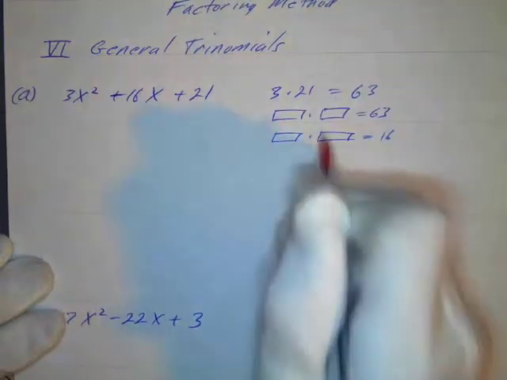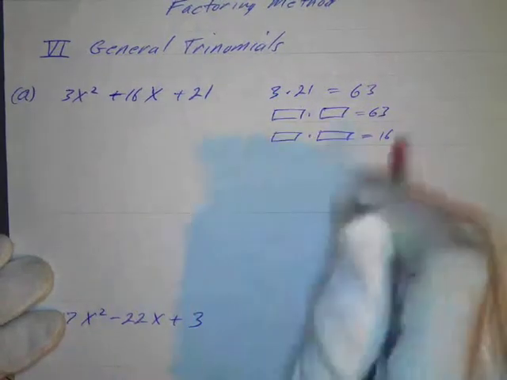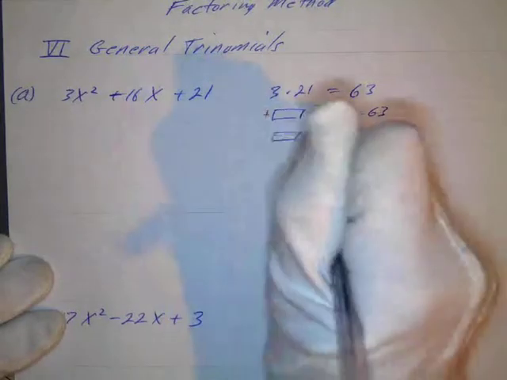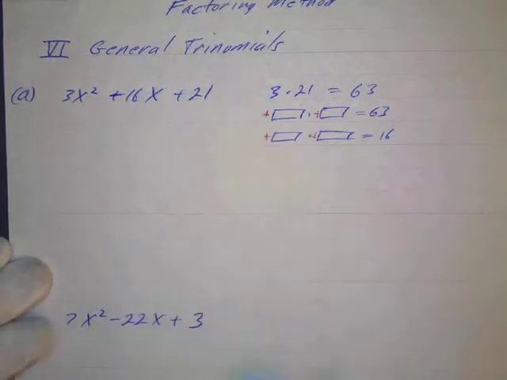So we analyze the signs. If they multiply to give a positive, the signs will be the same. If they add to be a positive, they both have to be positive. So you analyze your signs like we did with simple trinomials. And we need two numbers that multiply to give 63.